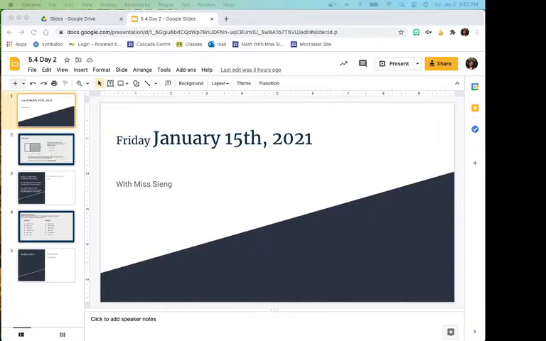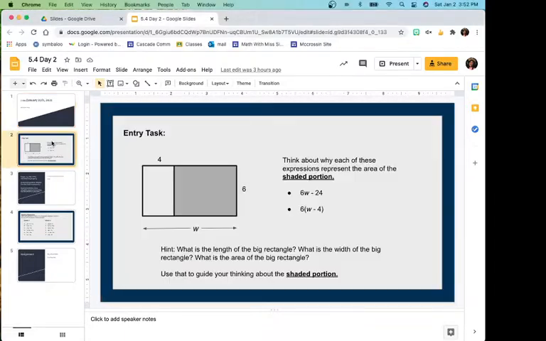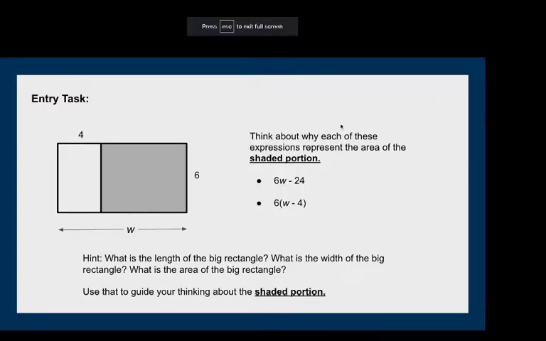So when we do our entry task, it will not be in the notes. It will actually be on this slide. So let me open it up. Let me present it real quick. So think about why each of these expressions represents the area of the shaded portion. So we want to find the area of this part right here. Not the whole thing, but this part.